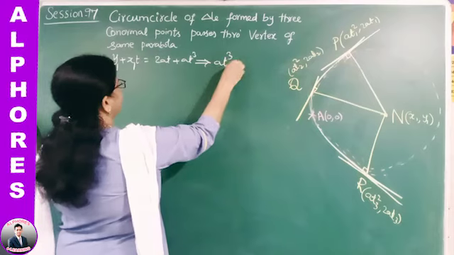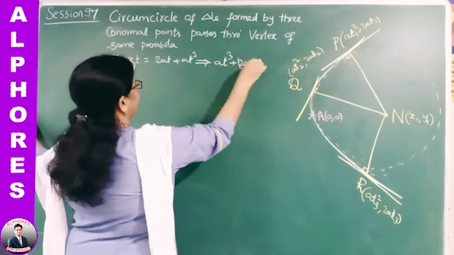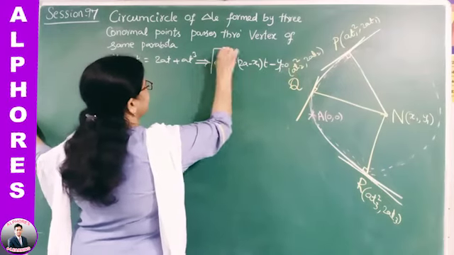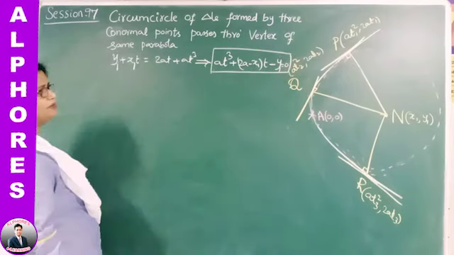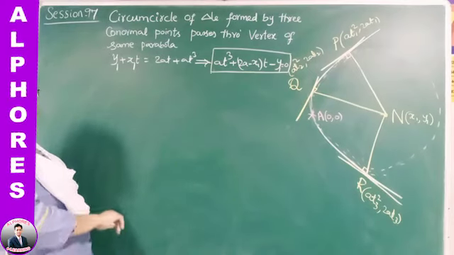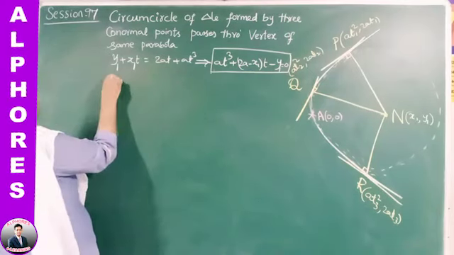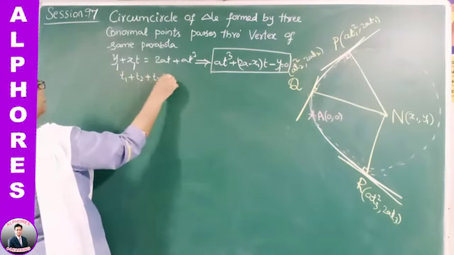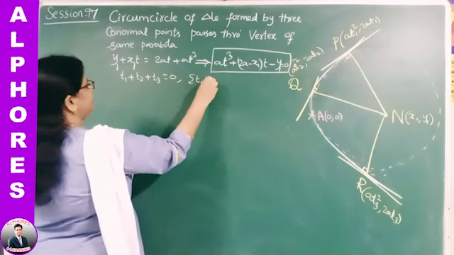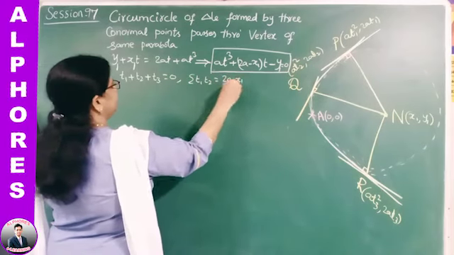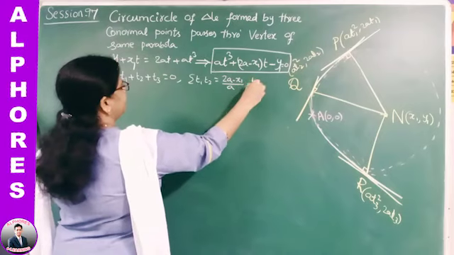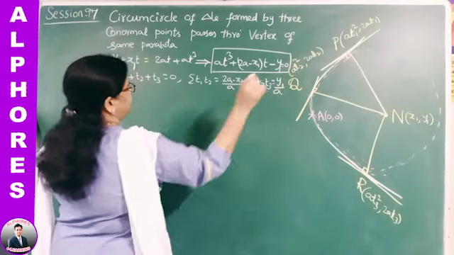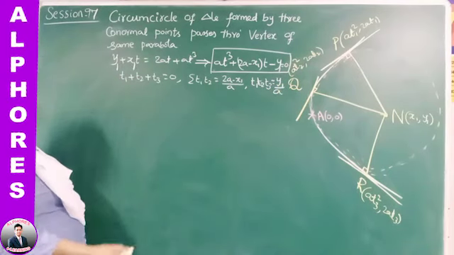Now as this is passing through (x1, y1), we are writing in this way: that implies at^3 plus (2a minus x1) into t minus y1 is equal to 0. So this is our standard equation. From this we can obtain the relation between the roots. What is the relation? Sum of the roots t1 plus t2 plus t3 equals 0, and next sigma t1 t2 equals (2a minus x1) divided by a, and product of the roots t1 t2 t3 equals y1 divided by a. So these are different values we can write.